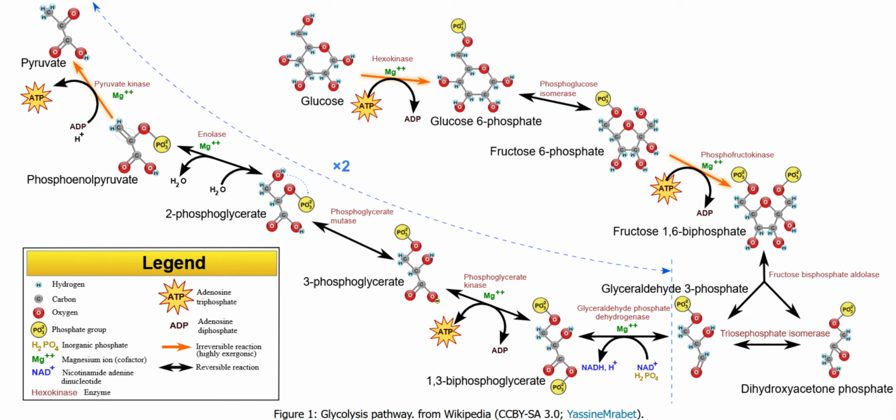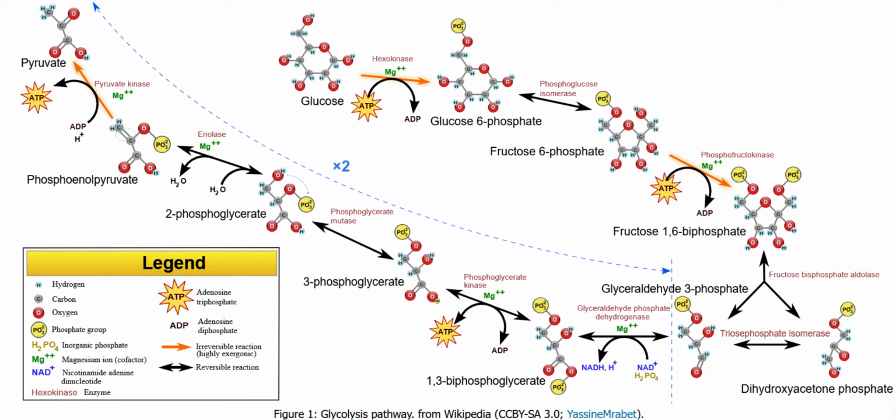Step 9 of the reaction involves dehydration reaction. Here 2-phosphoglycerate is converted to phosphoenol pyruvate with the release of water molecule, and the enzyme that catalyzes this reaction is called enolase.